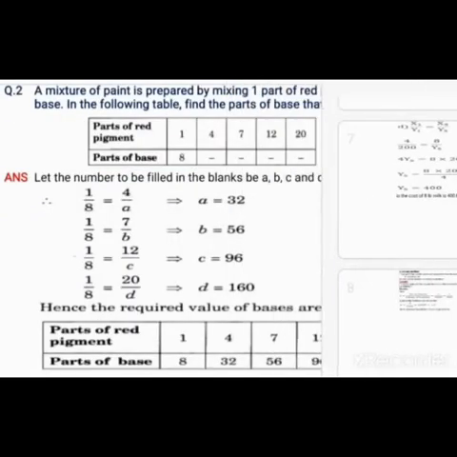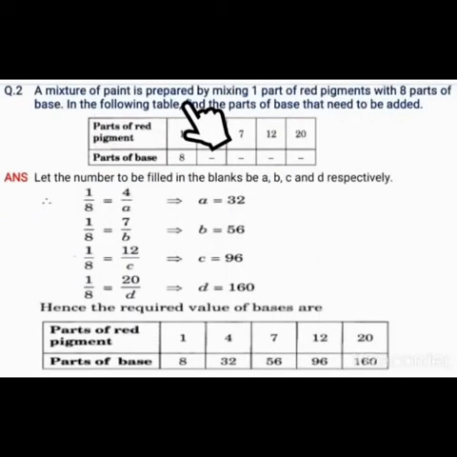Question number 2. A mixture of paint is prepared by mixing 1 part of red pigment with 8 parts of base, as in the following table. Find the parts of base that need to be added. Now here we have to apply the tabular method.